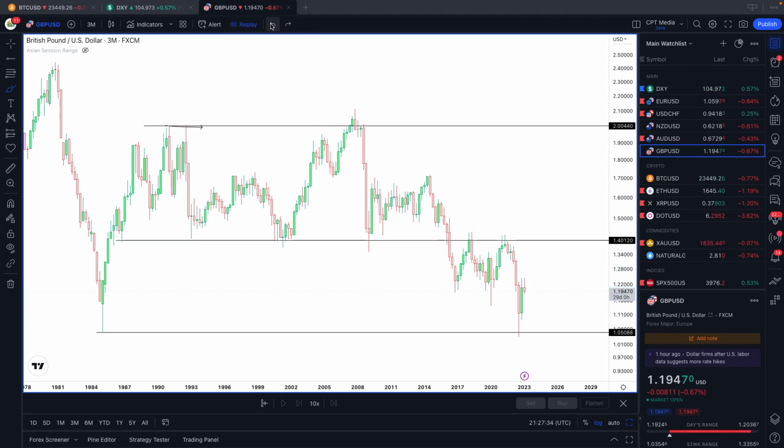Keeping things very simple, the way I like to use this strategy is where liquidity comes in. Now we've mixed in psychology, we've mixed in ranges. Now we're going to move in liquidity.